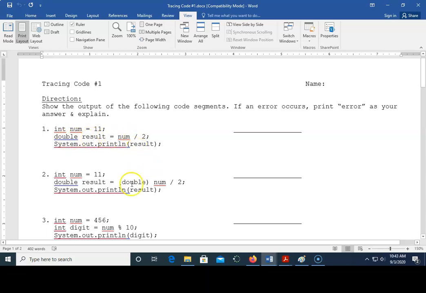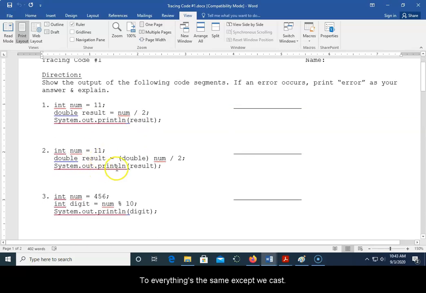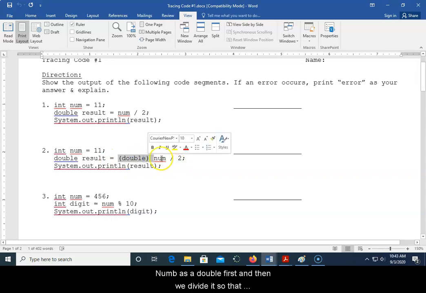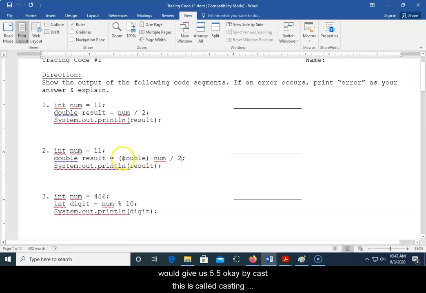Okay. 2, everything's the same except we cast num as a double first, and then we divide it. So that would give us 5.5. Okay, this is called casting. When you cast as a double, you turn these integers into double variables, and then it gets stored in here, so you get 5.5.